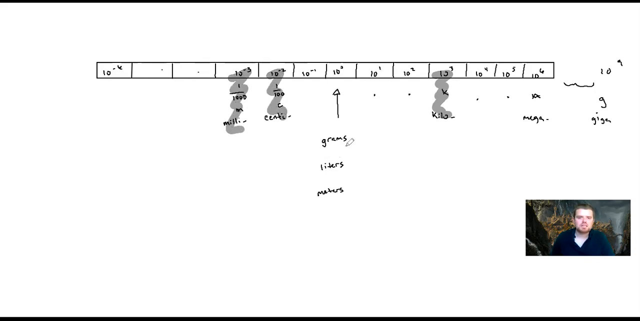Milli, centi, your base unit, and then kilo, which represents 1,000. So based on those prefixes, you should be able to convert from one to another. All of these are going to involve either multiplying by a factor of 10, 100, 1,000, etc., or dividing by a factor.